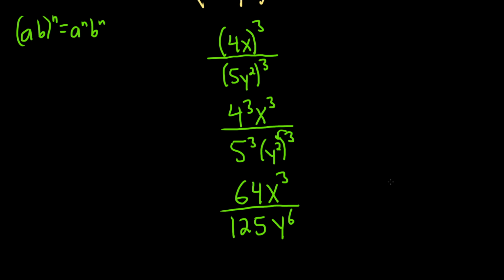The rule there is if you have a to the n to the m, a power to a power, you multiply. It's a to the n times m. That's the rule. So here it's just 3 times 2, so you get 6.